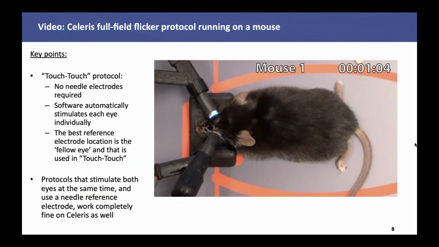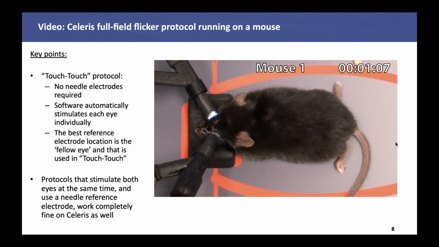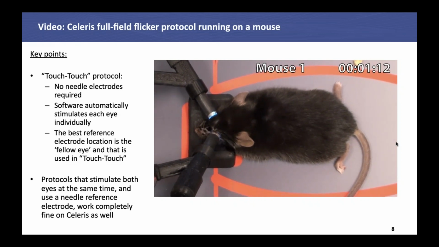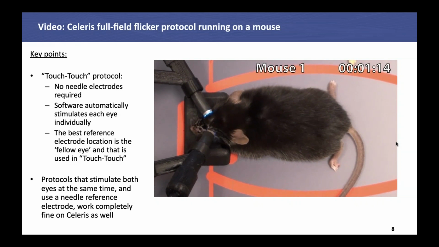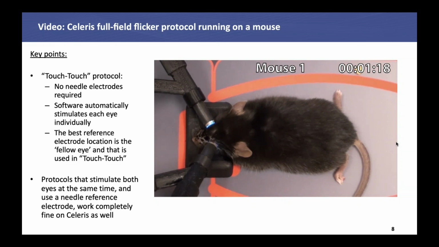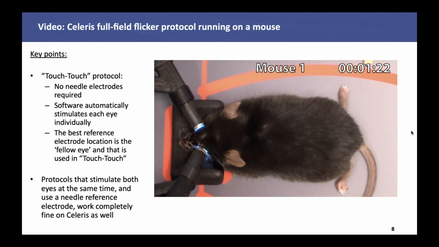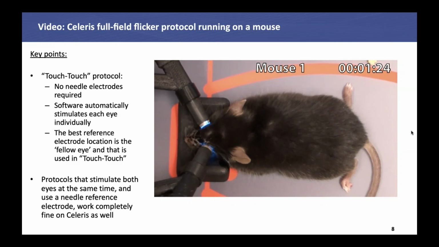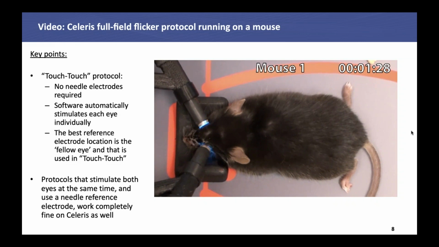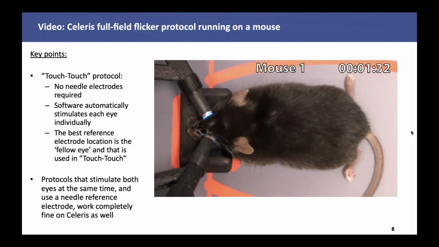This is a video then, I'll just start it and hopefully this comes through for everyone. This is a touch-touch flicker protocol. So again, no reference electrodes, no needle electrodes. In this case, hopefully you can see the right eye is being stimulated and now the left eye is being stimulated. So at this time, the electrode on the left eye is being used as the active electrode, and the right eye is the reference electrode.